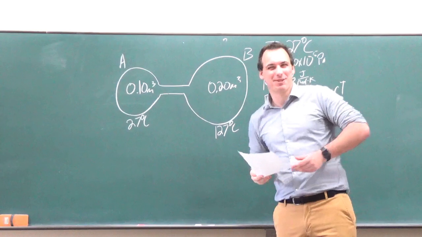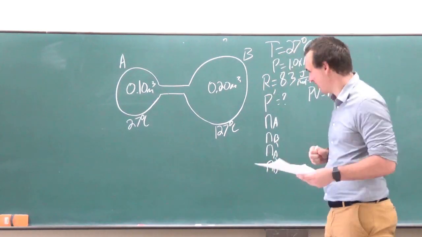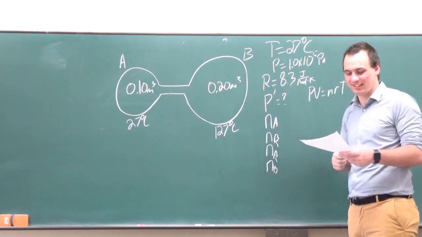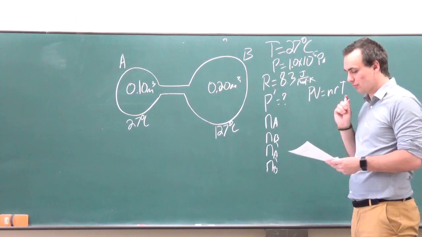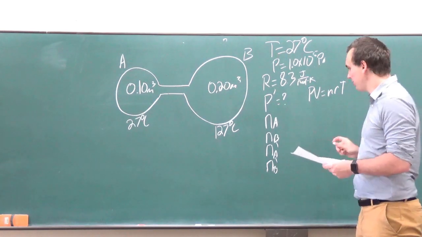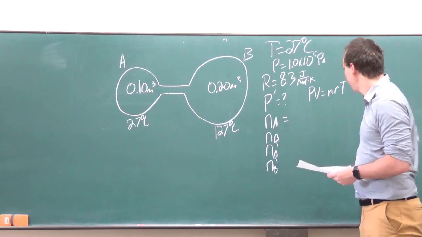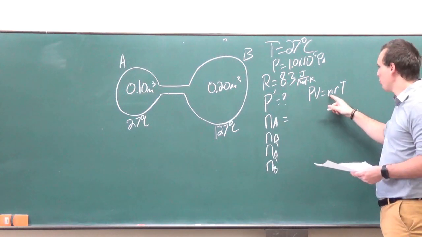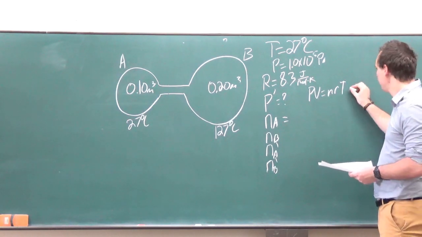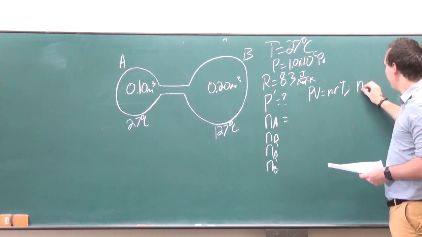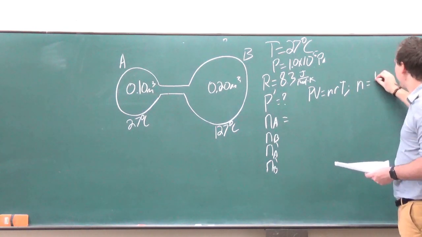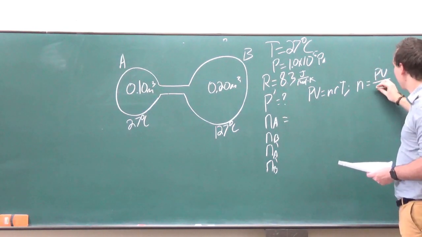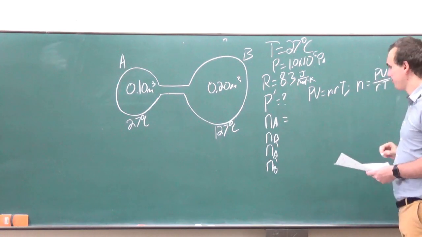PIVNRT is sometimes the acronym we use in America, but PV equals nRT is how we say it. Now, first let's find NA. For all of these, we're going to solve for N. N is just PV over RT.